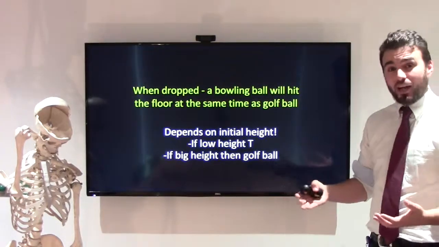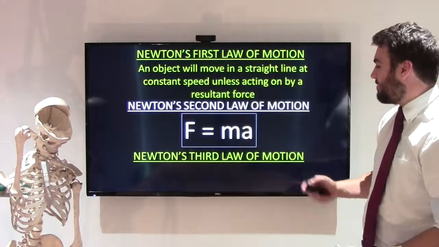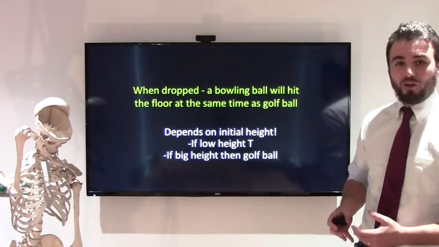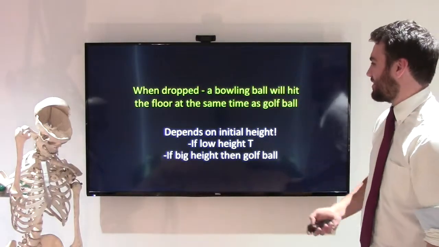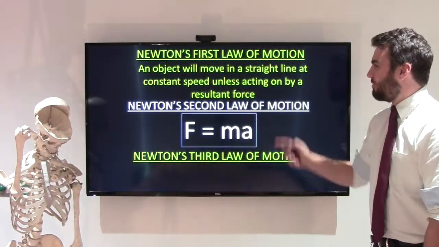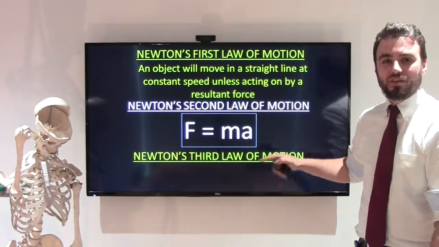But if I've got a really big height, like I'm dropping them from a plane, then the heavier thing will have the higher terminal velocity, so the golf ball will land later. That's one to trick your friends with. So think about this. Alright, we've got 1, we've got 2, and there's a third one.